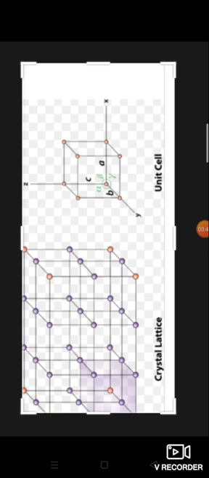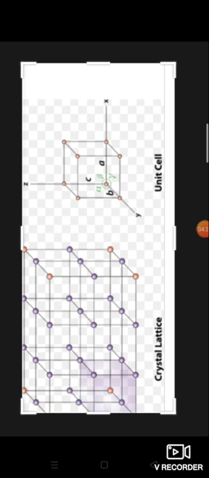Next, there are the angles. The angles are alpha, beta and gamma between the edges. Edges b and c have the angle alpha, edges a and c have the angle beta, and edges a and b have the angle gamma. So these describe the unit cell.